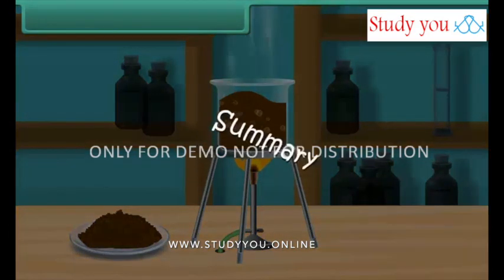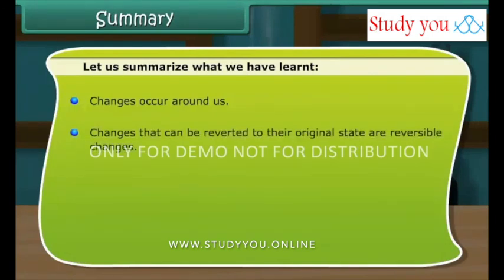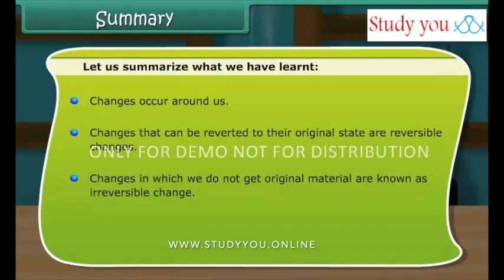Summary. Let us summarize what we have learned. Changes occur around us. Changes that can be reverted to their original state are reversible changes. Changes in which we do not get the original material are known as irreversible changes.